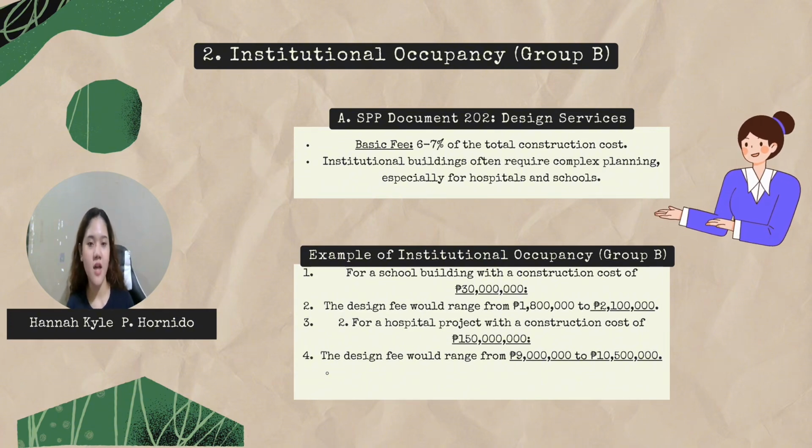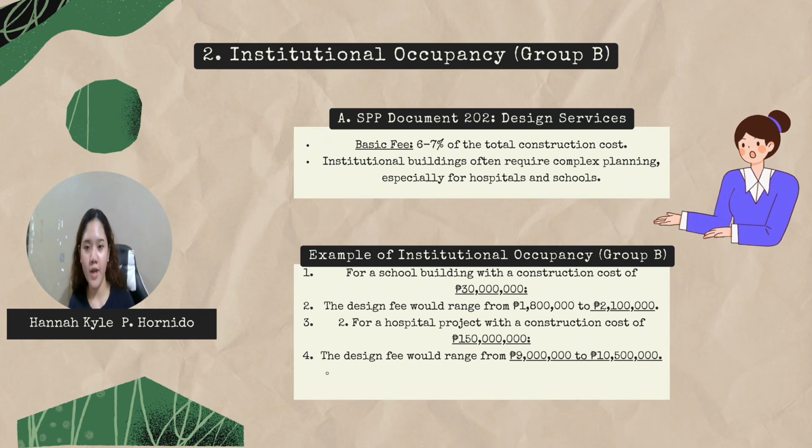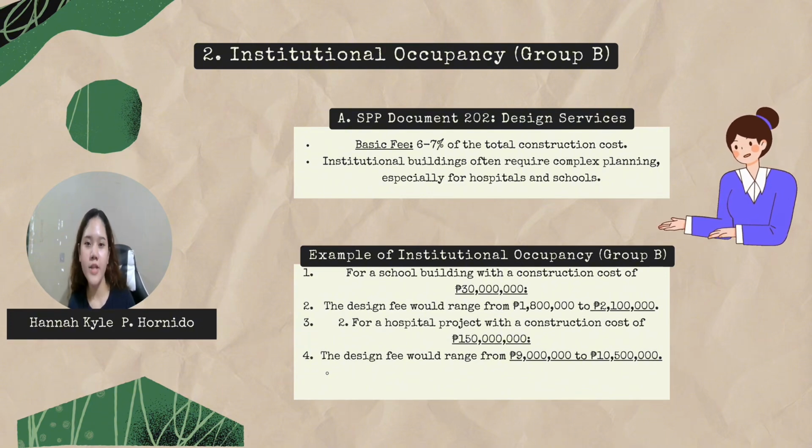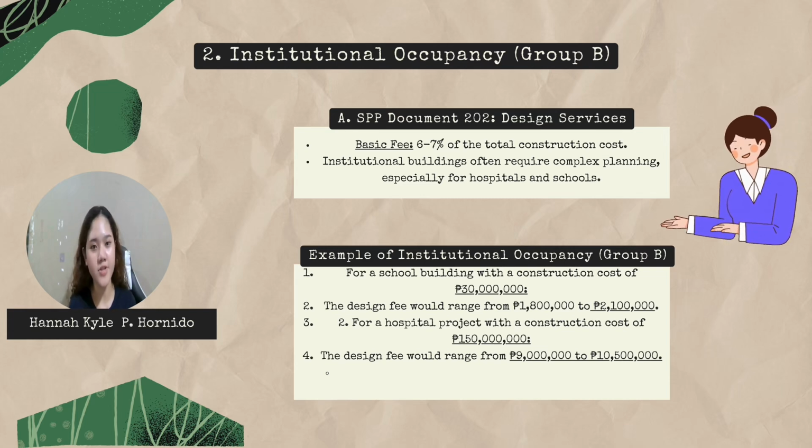Important ni siya kay sa institutional buildings often have unique needs, especially gid sa hospitals and schools. So example number 1, for a school building with a construction cost of 30 million pesos, the design fee would be approximately 1,800,000 pesos to 2,100,000 pesos.